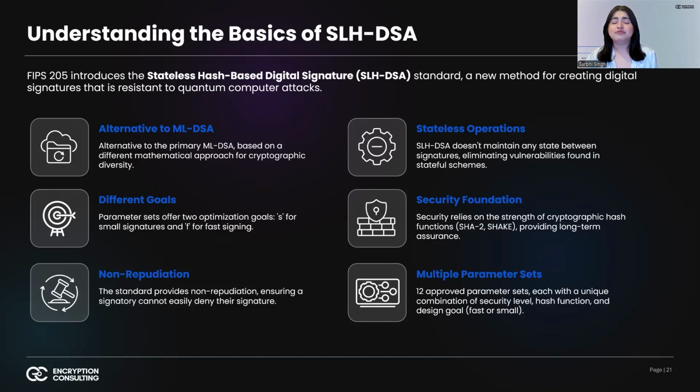This algorithm is fundamentally important, not for its speed, but for its security aspect. SLH-DSA is designed to be a strategic backup to our primary lattice-based signature, MLDSA. It fulfills the critical requirement for cryptographic diversity. And this is important because SLH-DSA uses a completely different mathematical foundation that relies entirely on the proven strength of cryptographic hash functions such as SHA-2 and SHAKE. This foundation provides a high degree of long-term assurance.